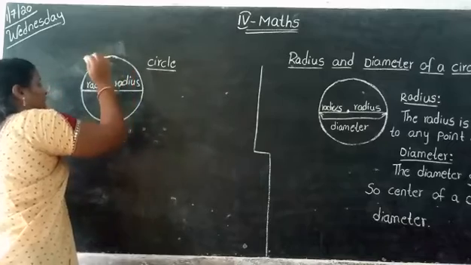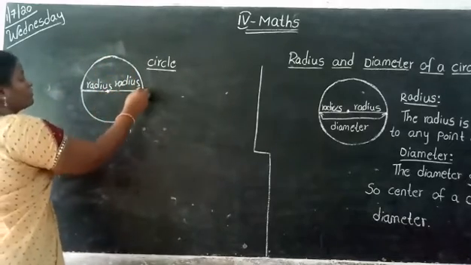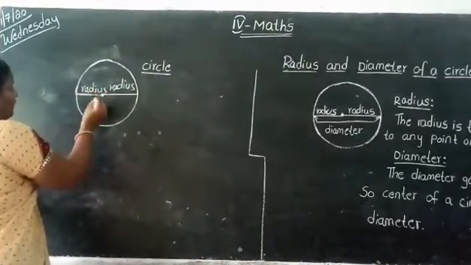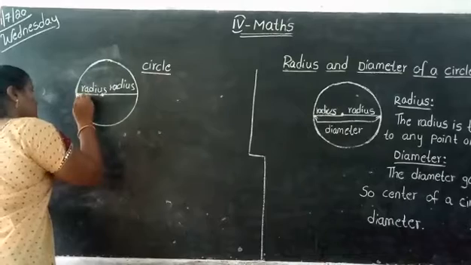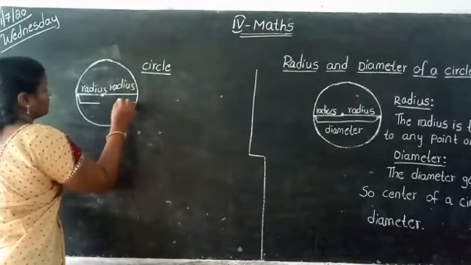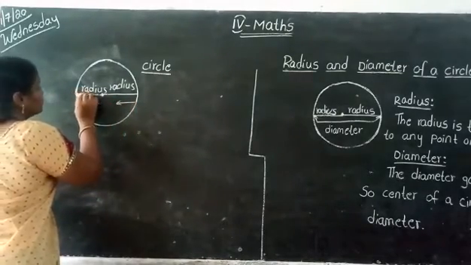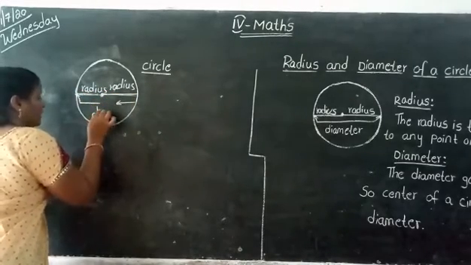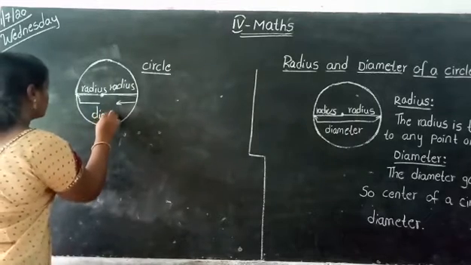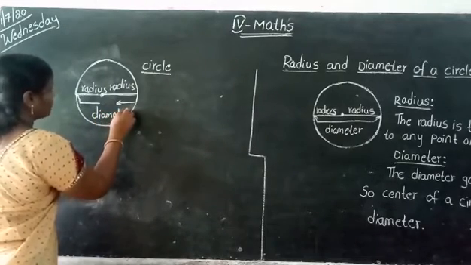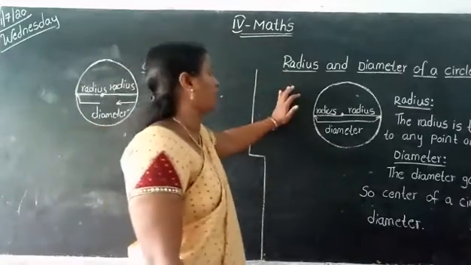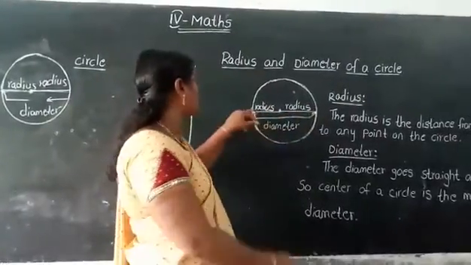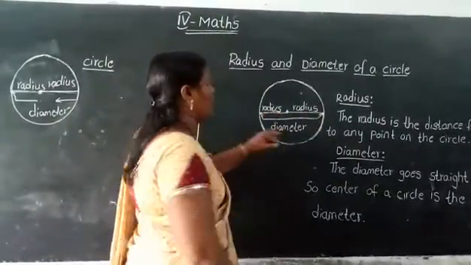The circumference of the circle. The distance from the midpoint to the circumference is called radius and this is one more radius. And the distance from one boundary to the other through the midpoint of the circle is called diameter. What is this? Diameter. So see here, radius and diameter of a circle. This is a circle and radius. This is also radius and diameter.